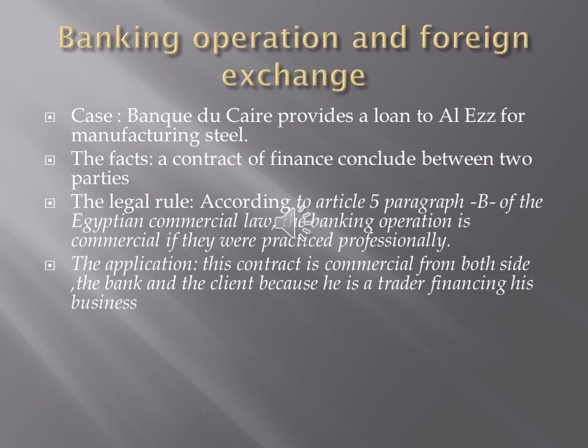In this case, the enterprise takes a loan to invest or to finance its commercial purpose or its economic purpose. So this case will be ruled by the Egyptian commercial law from both sides: from the side of the bank according to Article 5, paragraph F, and from the side of the enterprise working in the field of industry according to Article 5, paragraph B, and according to Article 3 related to the operation of accessory commercial acts.